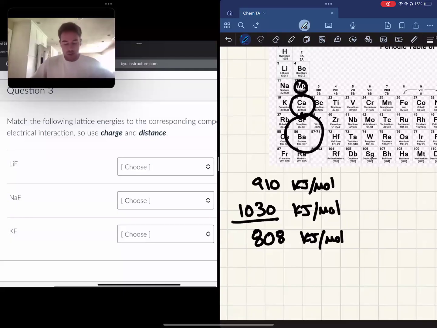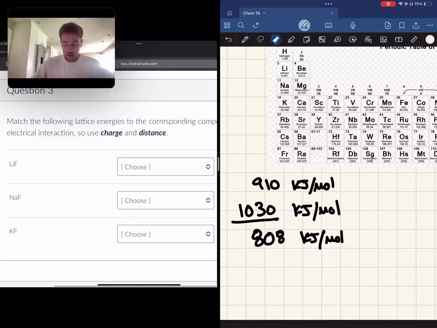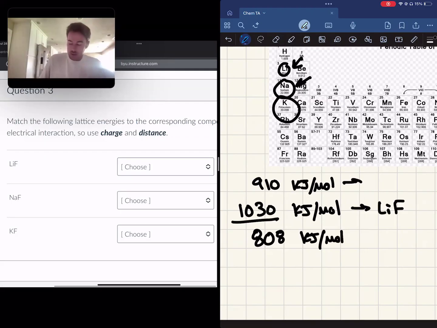And as you can probably tell, it's just comparing the sizes. We have lithium, which is the smallest, sodium, which is a little bit bigger, and potassium, which is the biggest. So the strongest one is going to be the one with the smallest size, which is lithium. So this is going to be lithium fluoride. The next strongest one is going to be sodium. So 910 is sodium fluoride, and then potassium fluoride is the weakest. Okay, that's lattice energy. Cool. Does that make sense? Any questions?